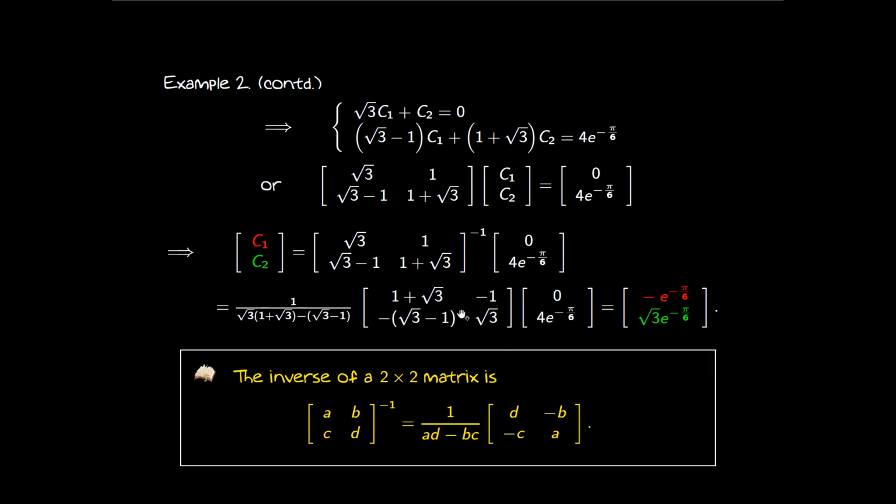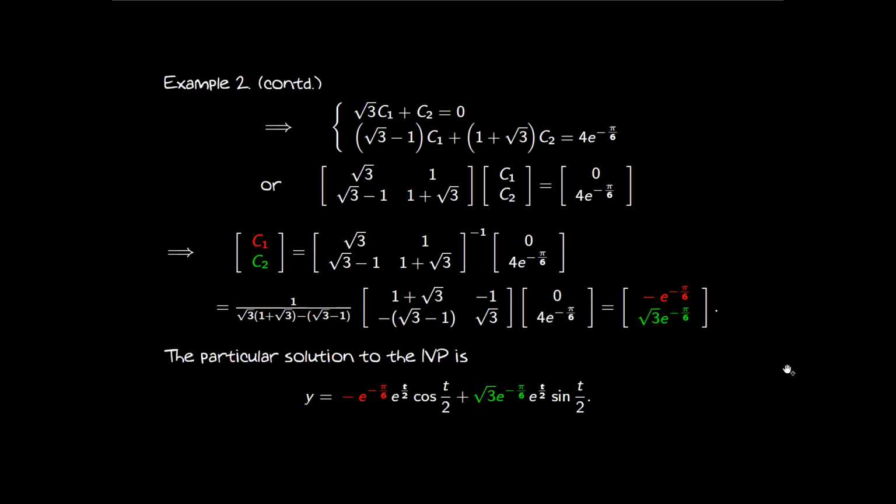And finally, you can just carry out the multiplication of this inverse matrix and the load vector, and then you can end with the solutions. So these are the C1 and the C2. Finally, we can just plug the two numbers into the general solution, and we can get the particular solution to the initial value problem.